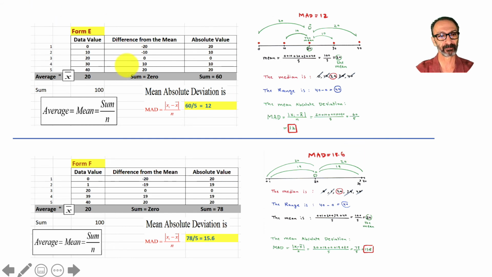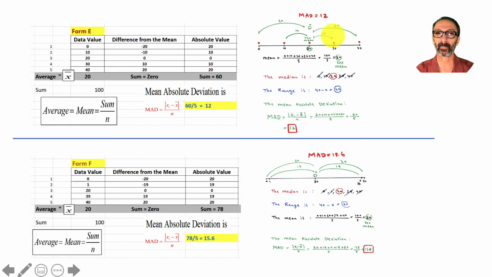Take a look. The numbers look like this: 10, 0, 10, 20, 30, 40. These numbers go like 0, 1, 20, 39, 40. They still have the same average, the same median, the same range, the same mean. They're all the same, 20 and 40. And the mean here is 20. The mean here is 20.